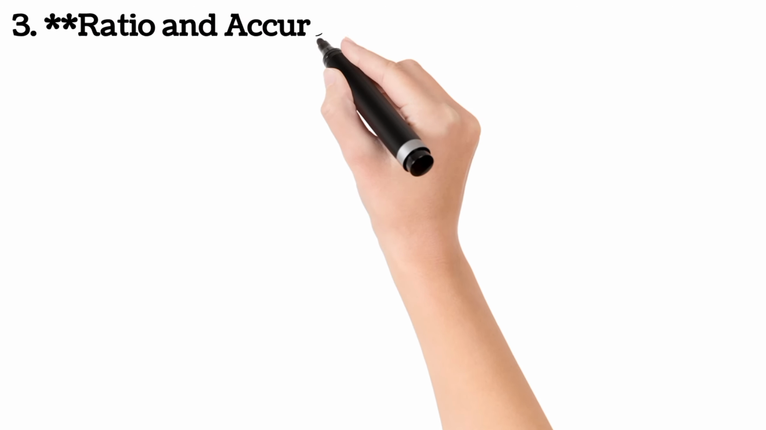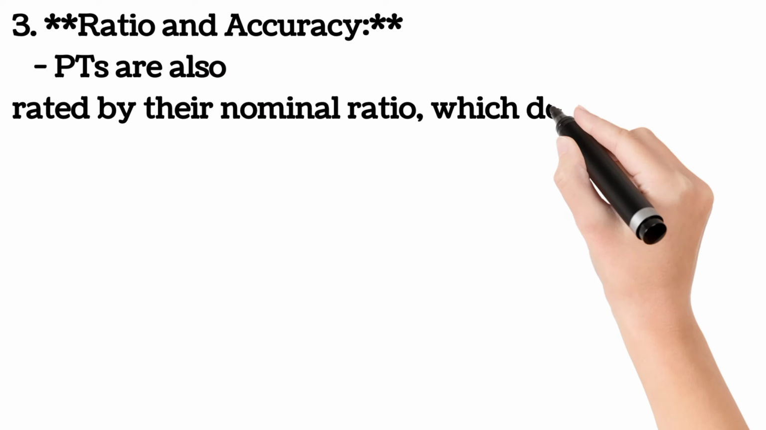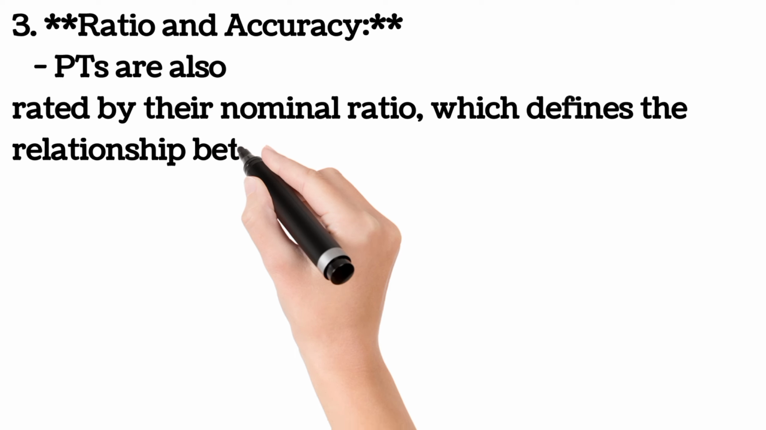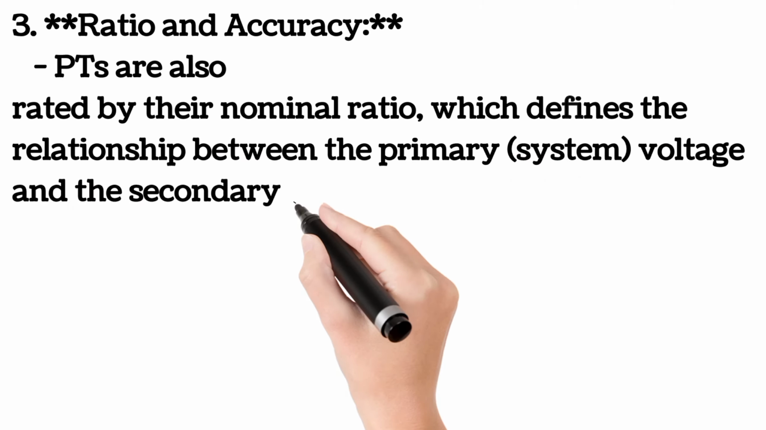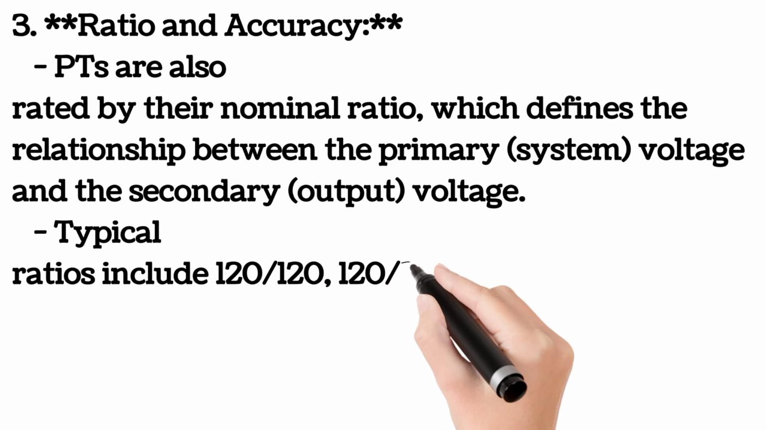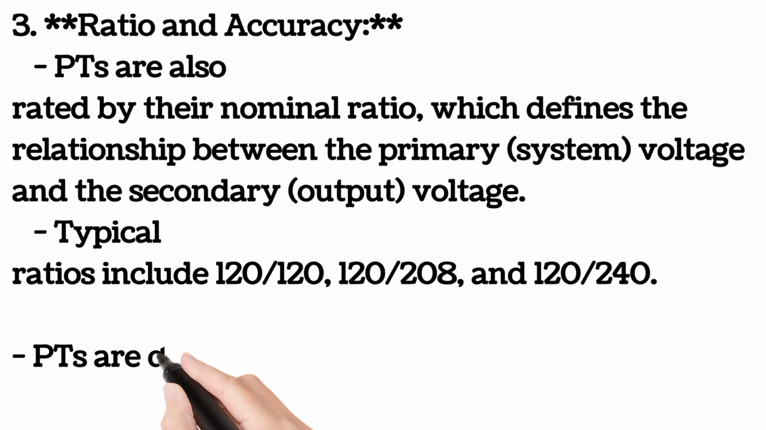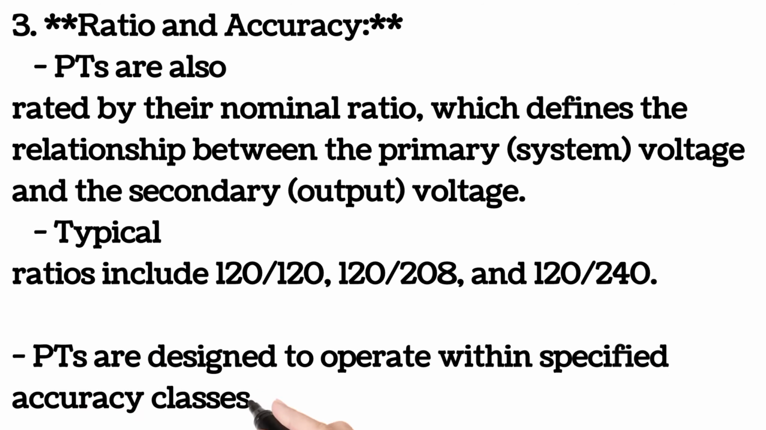3. Ratio and accuracy. PTs are also rated by their nominal ratio, which defines the relationship between the primary system voltage and the secondary output voltage. Typical ratios include 120/120, 120/108, and 120/140. PTs are designed to operate within specified accuracy classes, similar to CTs.